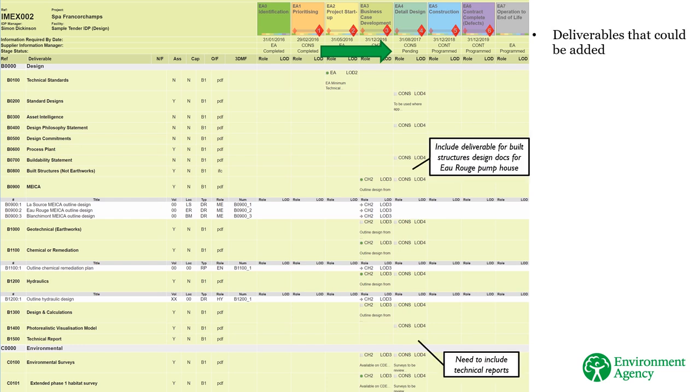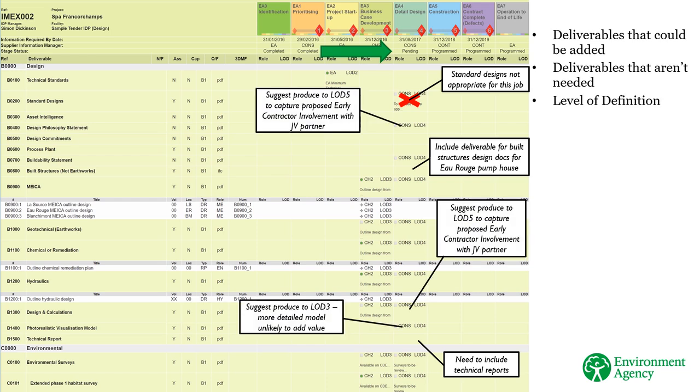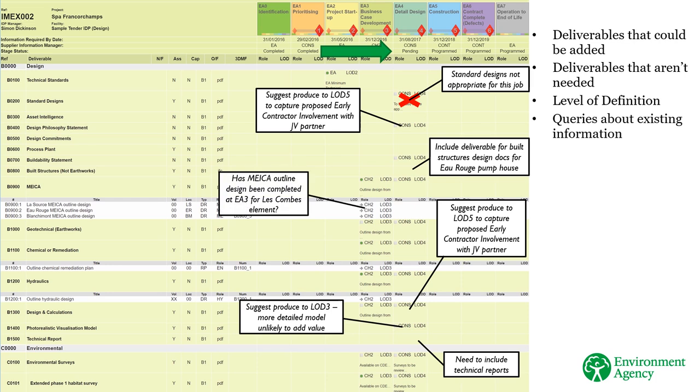They could identify additional deliverables to add to the IDP. This could be because they know they'll need to produce the deliverable as part of their work, or something they identify that could be useful to the EA in the project. When marking up the IDP, the supplier should explain why they've added the deliverable. On the other hand, they can also identify deliverables to be removed, again providing an explanation of why it's appropriate to remove the deliverable. The supplier could suggest changes to the level of definition if they identify that a higher or lower LOD could be suitable. They could ask questions about the existing information profiled in the IDP.